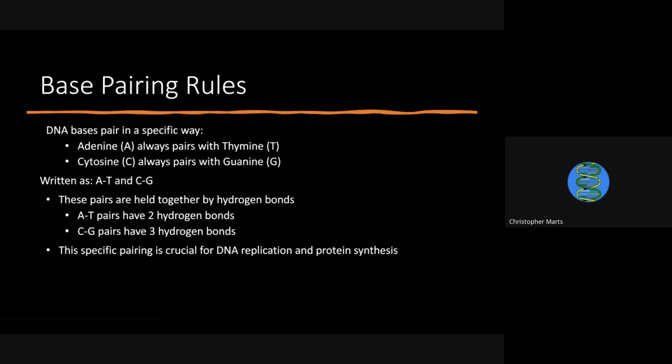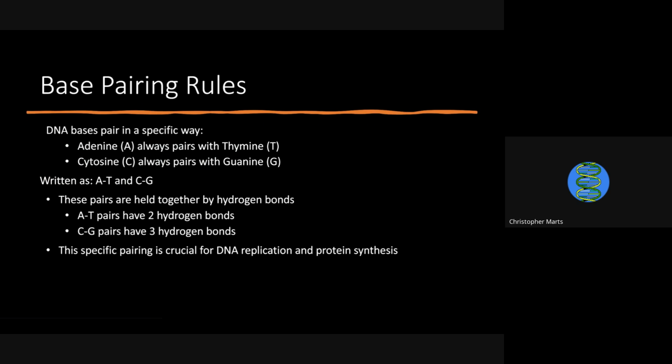There are specific pairing rules with it, though, where the adenine always pairs with thymine, cytosine always pairs with guanine. It doesn't matter which side of the double helix the base pair is on, it's still going to pair with the other, and they appear on both sides.